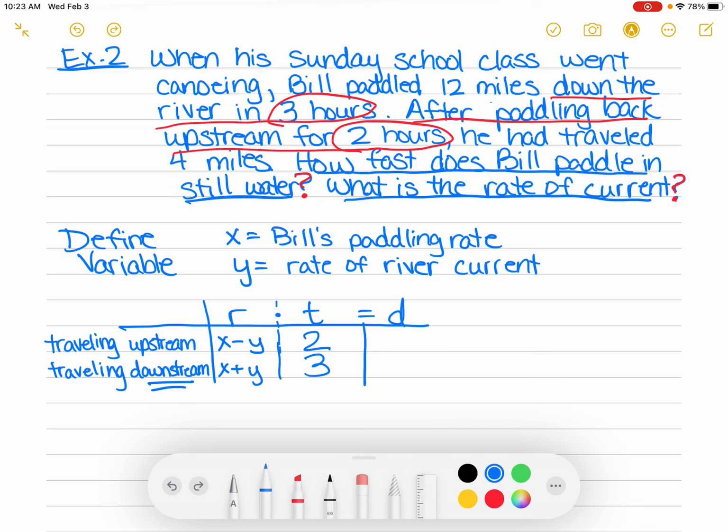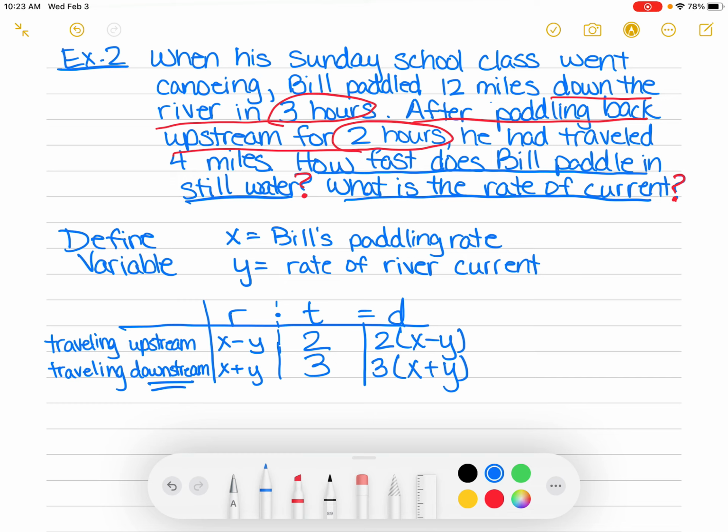So how do we do that? We do rate times time. So that means we're going to have 2 times x minus y. And down here, we're going to have 3 times x plus y. Okay, now we have found the distance.